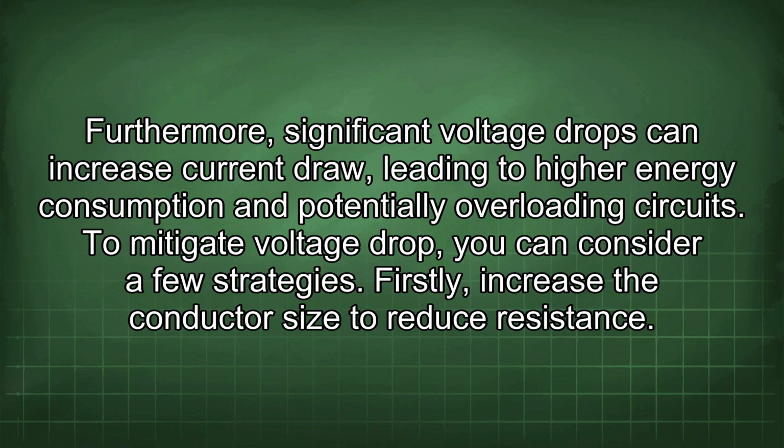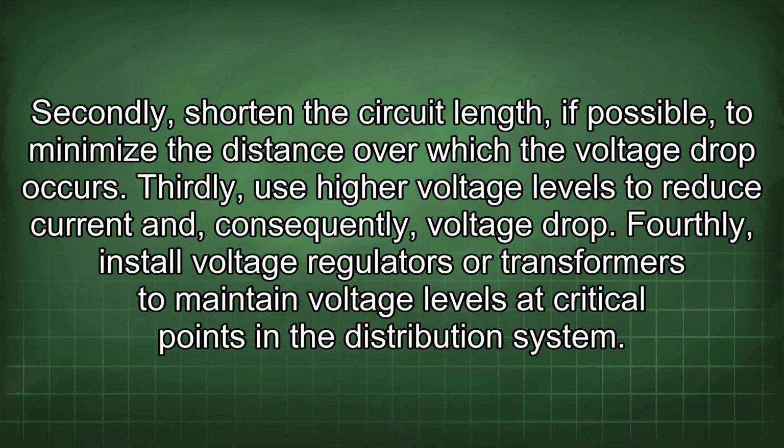To mitigate voltage drop, you can consider a few strategies. Firstly, increase the conductor size to reduce resistance. Secondly, shorten the circuit length, if possible, to minimize the distance over which the voltage drop occurs. Thirdly, use higher voltage levels to reduce current and, consequently, voltage drop. Fourthly, install voltage regulators or transformers to maintain voltage levels at critical points in the distribution system.